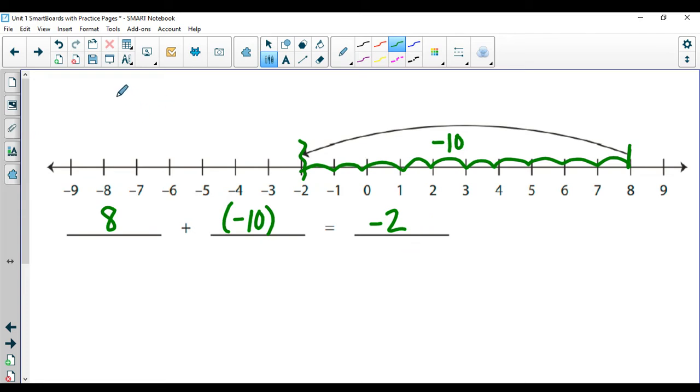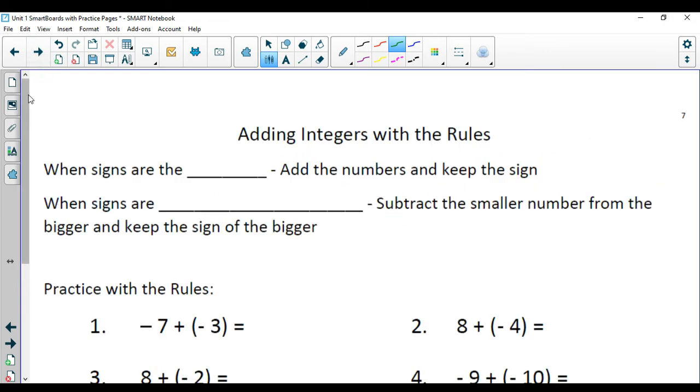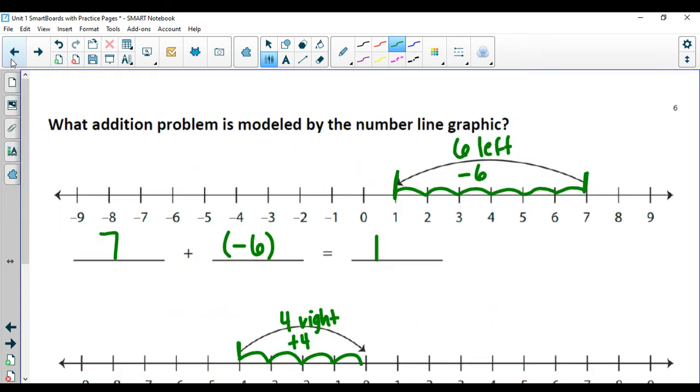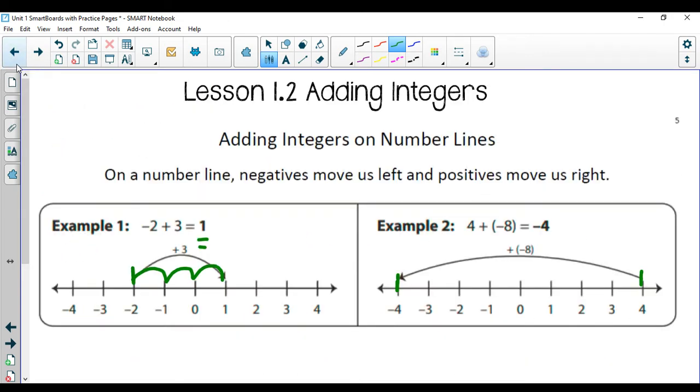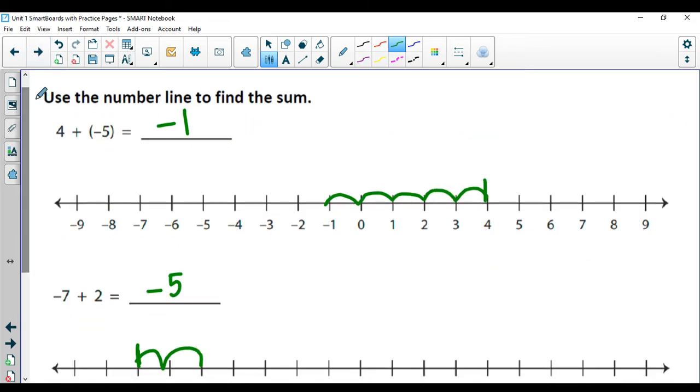That's the first part of our lesson, and that's all about adding integers on a number line. So now if we go back and look at the start here, in this one we had a positive number added to a negative number, and notice that our answer ended up being negative. Why did that happen?